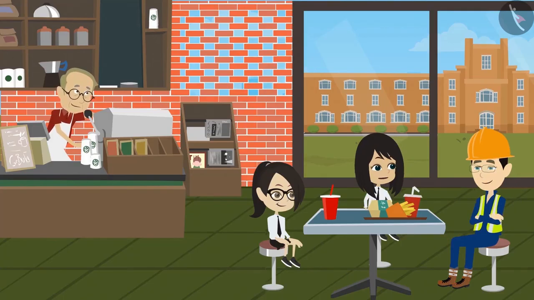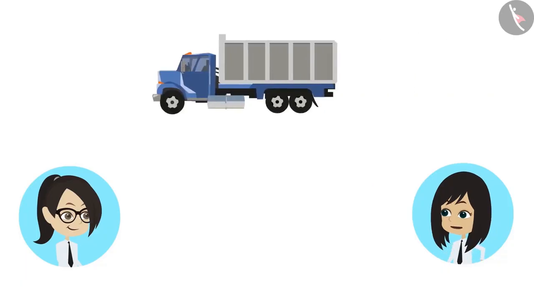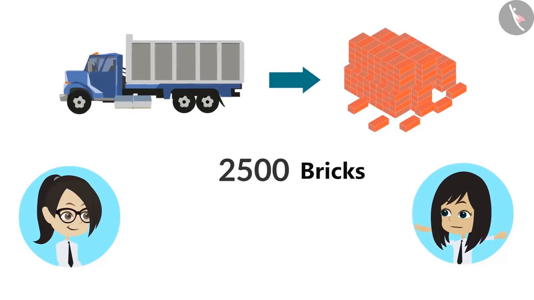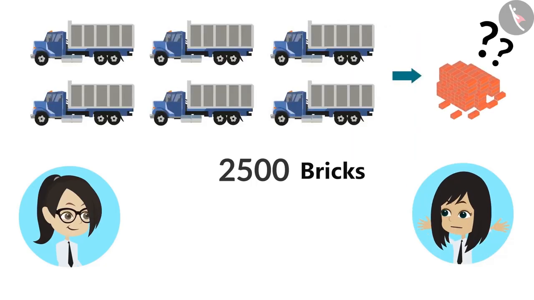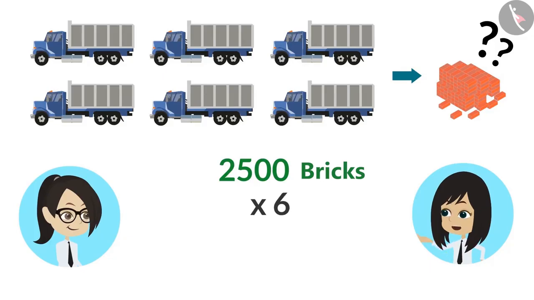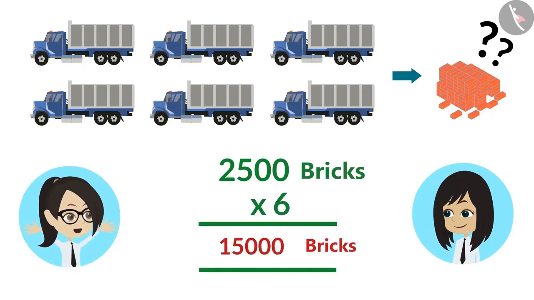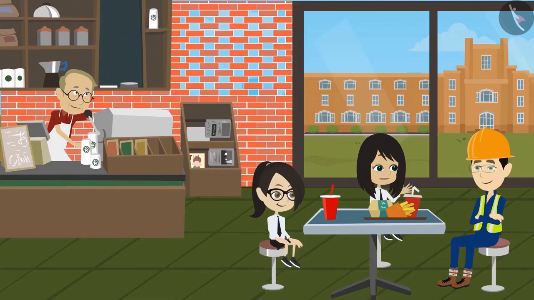Now I understand. We can count the total number of bricks. How? It is very easy. One truck has 2,500 bricks. So to calculate the total number of bricks, multiply 2,500 by 6, right? I understood it as well. If we multiply 2,500 by 6, our answer will be 15,000. This means that in building this canteen, 15,000 bricks were used.